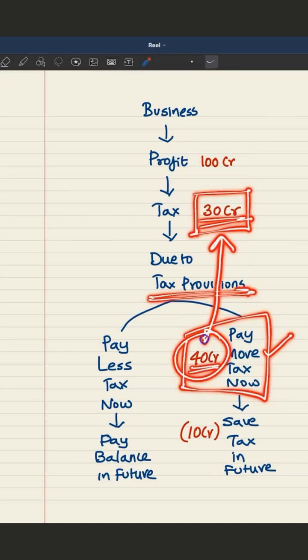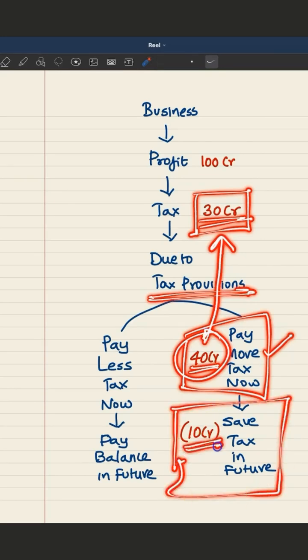So how can that be communicated to the readers? It is by providing for the excess amount that has been paid in the name of deferred tax asset. So whatever the 10 crore that is paid in excess, that is 40 minus 30, 10 crore, will be considered as deferred tax asset and it will be shown as a credit item under taxes.